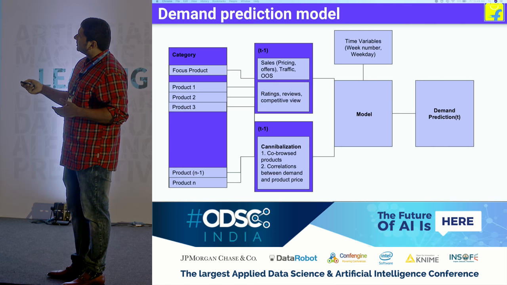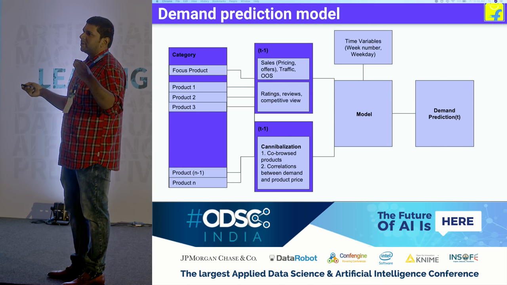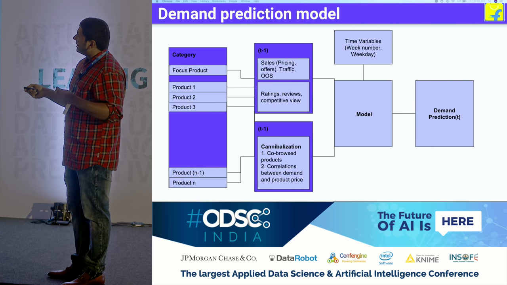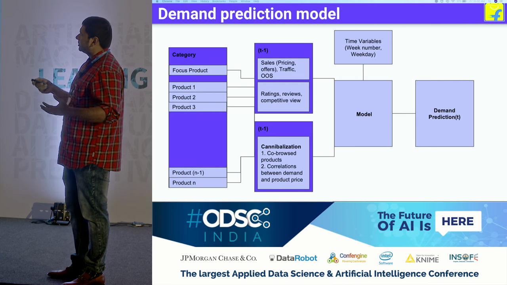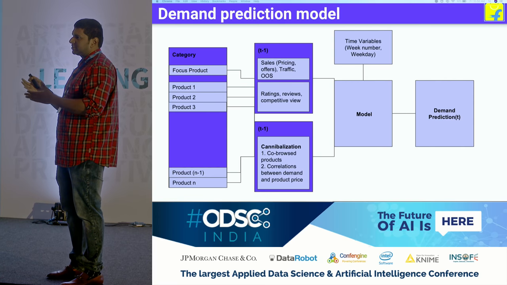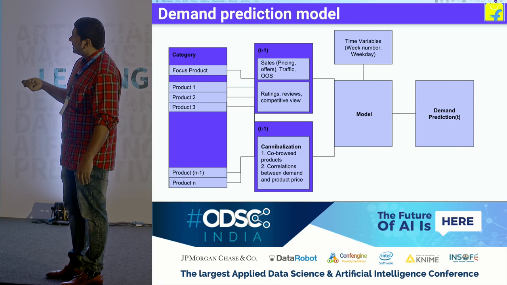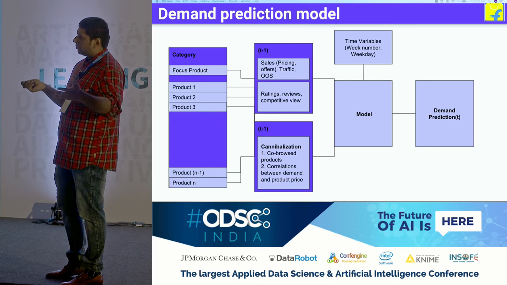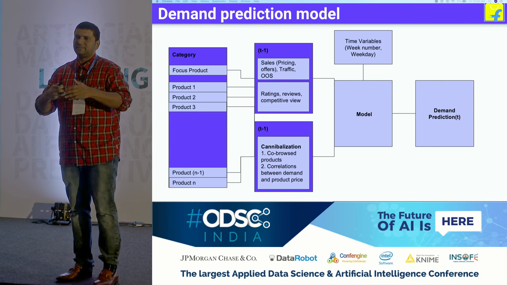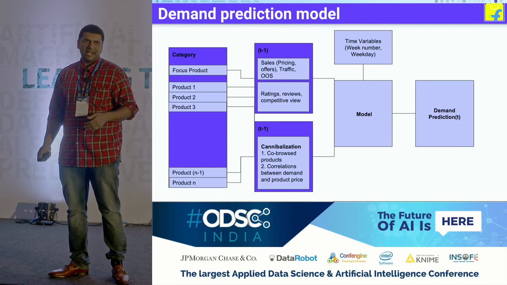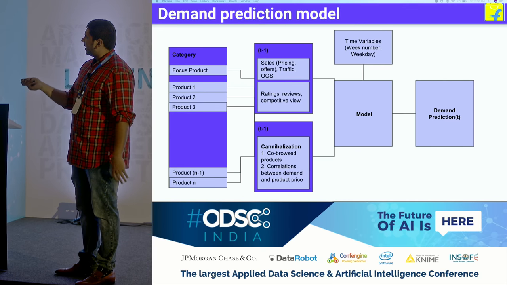So we take the sales data at T minus one. It's kind of an autoregressive model at this point. And then we take the ratings, reviews, competitive views, essentially all of those things which can potentially affect how the demand works. Then the cannibalization at time t minus 1. When I say time t minus 1, I also mean time t minus n, so I take that to be an nth order autoregressive function.